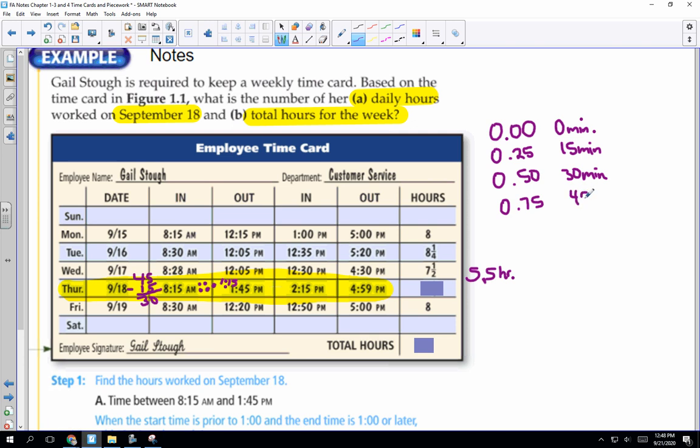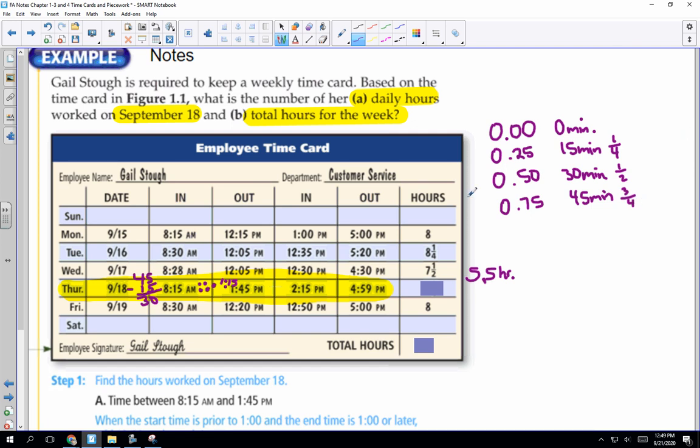45 minutes. Let me write the fractions down as well. This is 0, so it's nothing. 0.25 is 15 minutes. It's 1/4 of an hour, what we call a quarter of an hour. 0.50 is 30 minutes. That's 1/2. 0.75 is 45 minutes. That's 3/4.